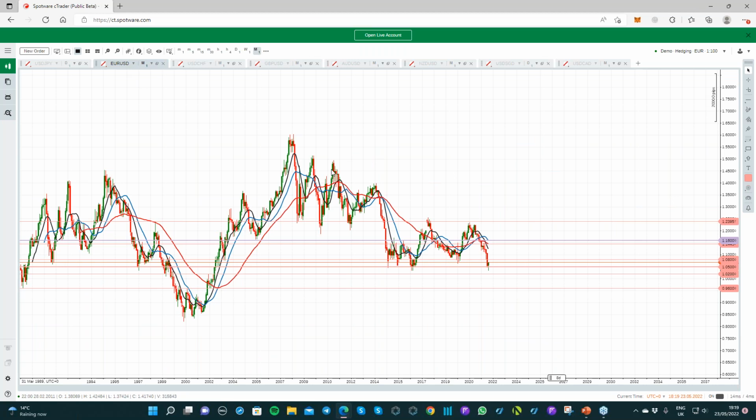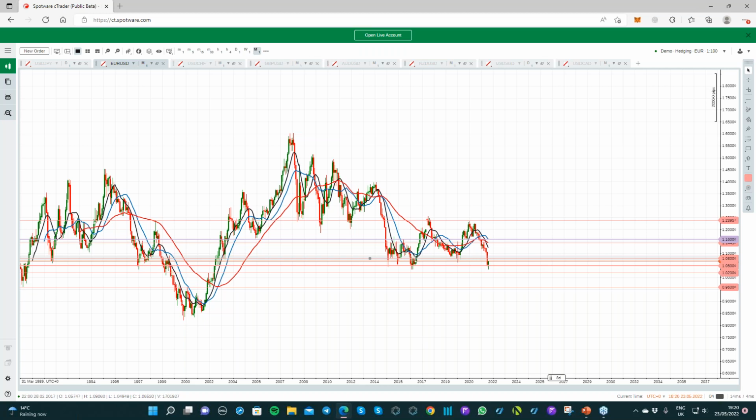So I'm going to move on now. I might have to speed up a little bit if we're going to get through all of the currency pairs that I want to. And I'm going to move on to euro dollar. So euro dollar, again, I'm starting with the monthly time frame just to give you an idea of where I'm getting my most important horizontal levels from.